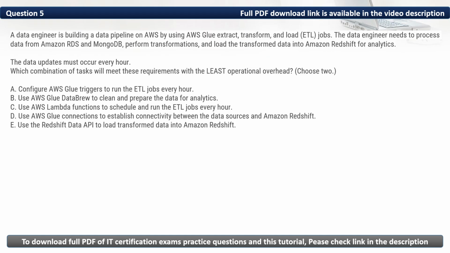Question 5. A data engineer is building a data pipeline on AWS by using AWS Glue Extract, Transform, and Load jobs. The data engineer needs to process data from Amazon RDS and MongoDB, perform transformations, and load the transformed data into Amazon Redshift for analytics. The data updates must occur every hour. Which combination of tasks will meet these requirements with the least operational overhead? Choose 2.